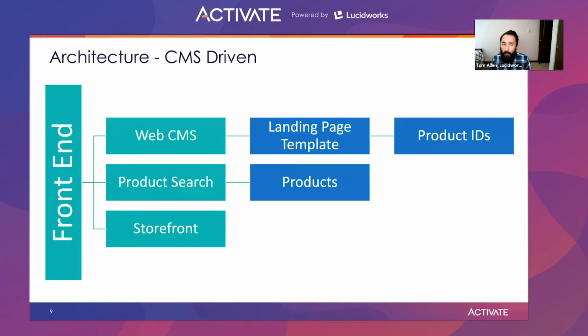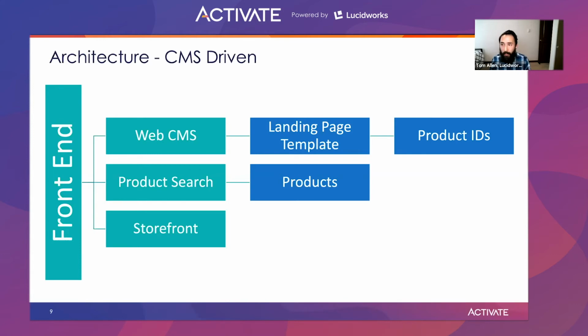So let's talk a little bit about architecture. So this is a very common headless architecture for an e-commerce website. You've got your web CMS driving most of the pages of those landing pages, and it'll have a template there, and the merchandiser is entering product IDs on that template. Then you've got the product search, which is Fusion, driving the search results page, and that's where the products are coming in. And then you've got your storefront handling all the other functions.